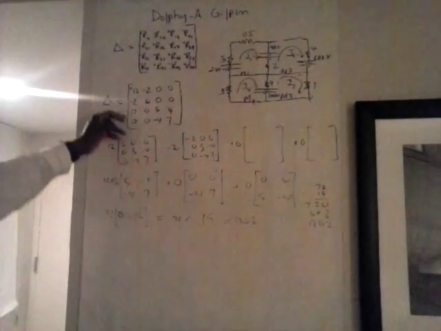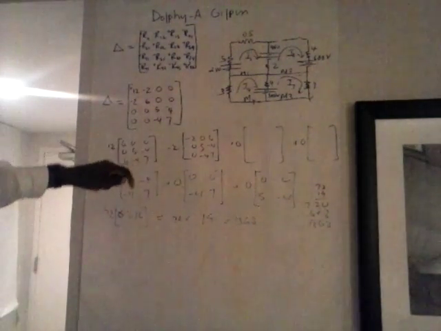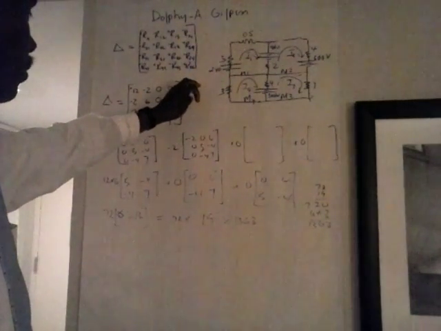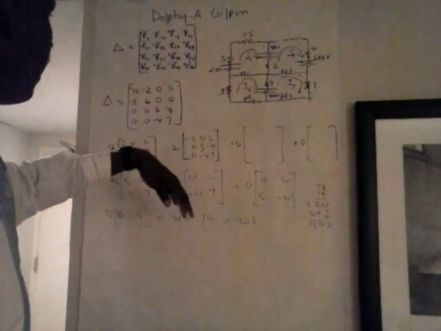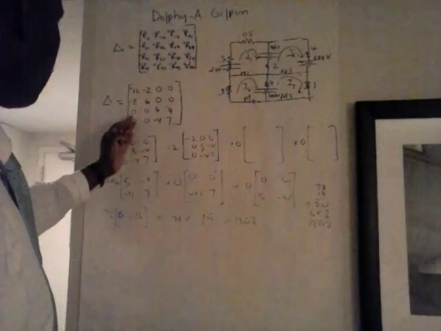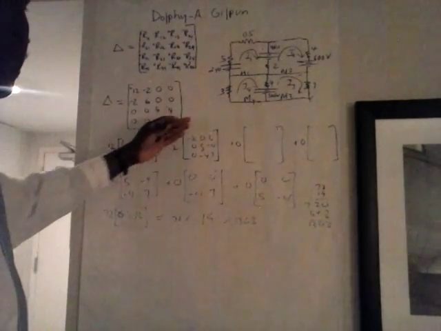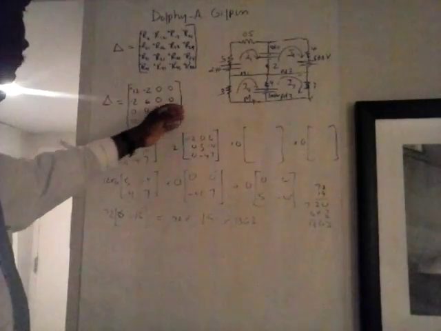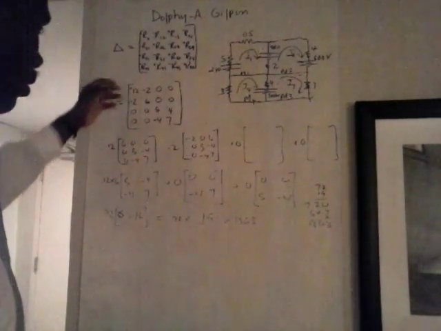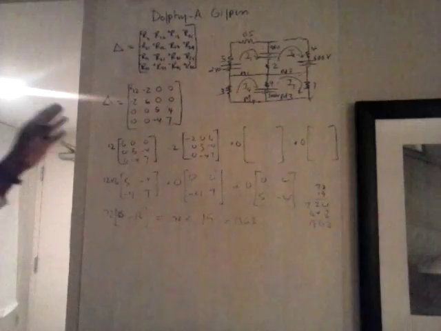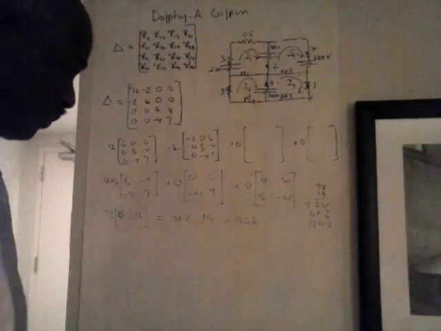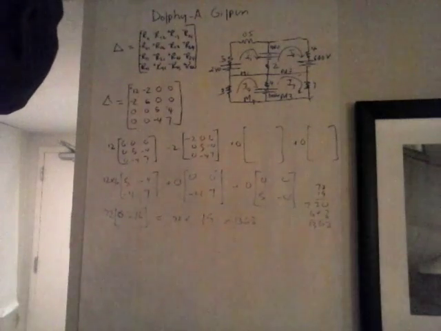So we've found delta. We're going to come back now and, using Kirchhoff's law, find the numerator value, which is by replacing one column by the voltage, and then we find the currents by taking the numerator value divided by delta. So let's take a break here and we'll return to find the currents and voltages.